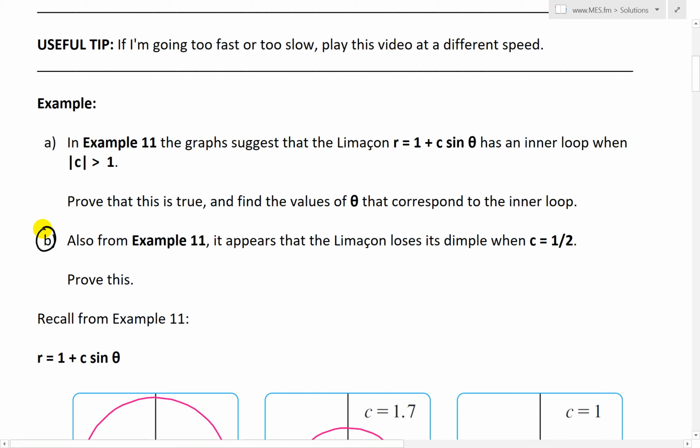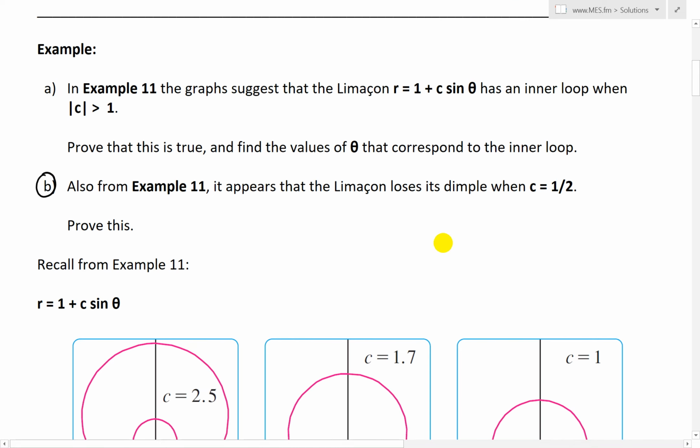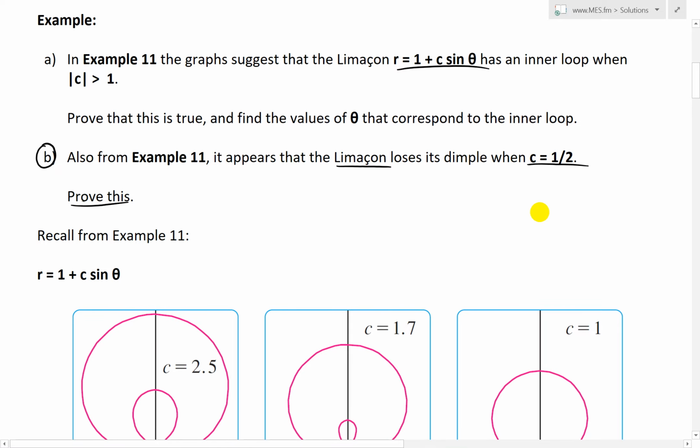So let's look at part B right here, which states: also from example 11, it appears that the Limaçon loses its dimple when C equals 1/2. Prove this. And again, remember the Limaçon from example 11 was this one here, r equals 1 plus c sine theta. C is the constant, then we have to basically graph it using different values of c, and again this is a polar curve.